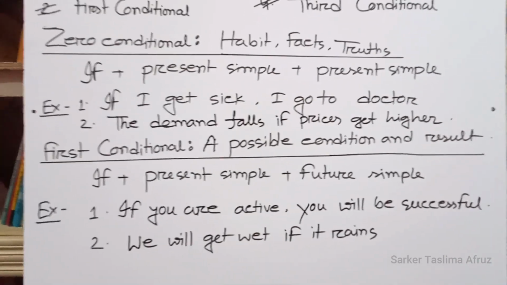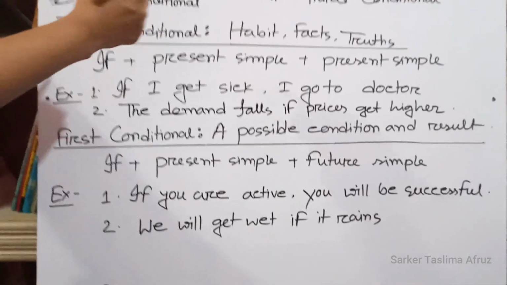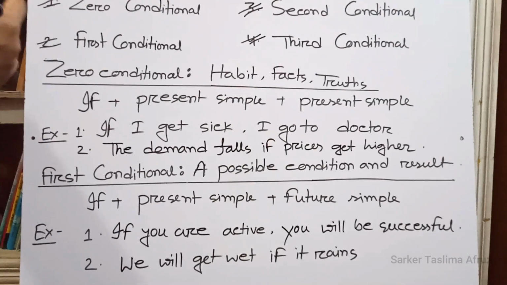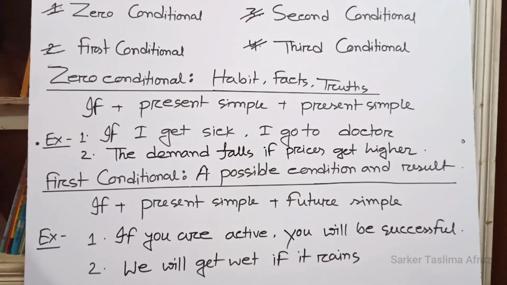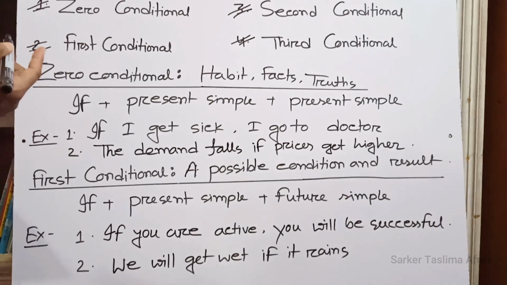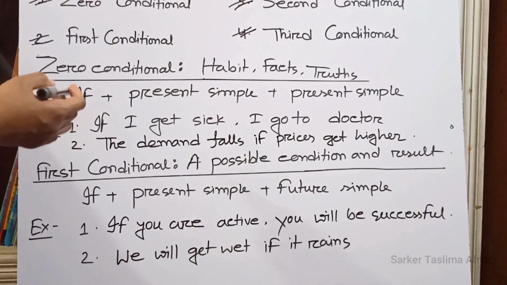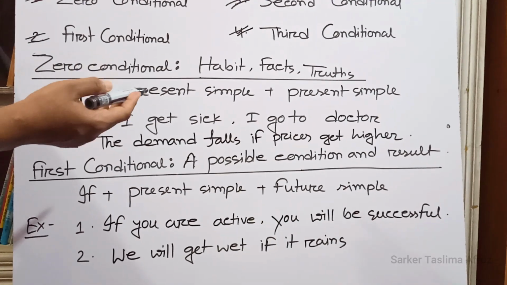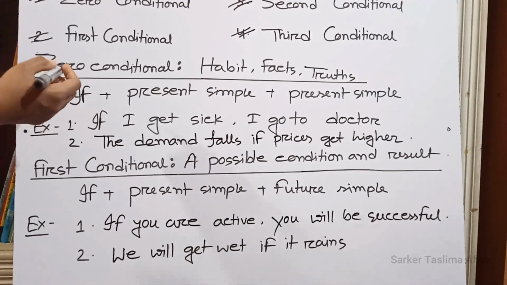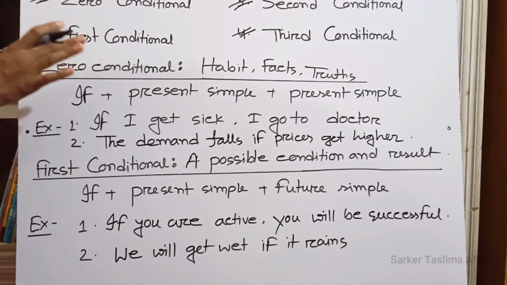So we can say the zero conditional is used when the time being referred to is now and always, and the situation is real and possible. The zero conditionals are often used to refer to general truth. So in that case, the tense in both parts of the sentence is the simple present tense. You can see I have written here the structure of this conditional.